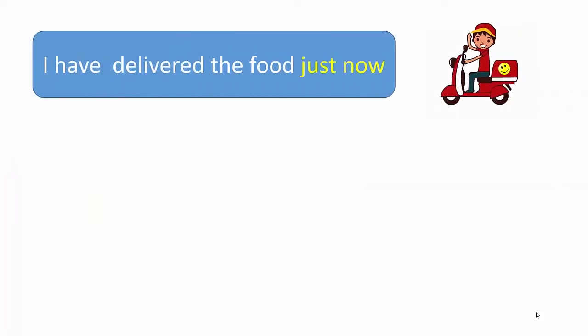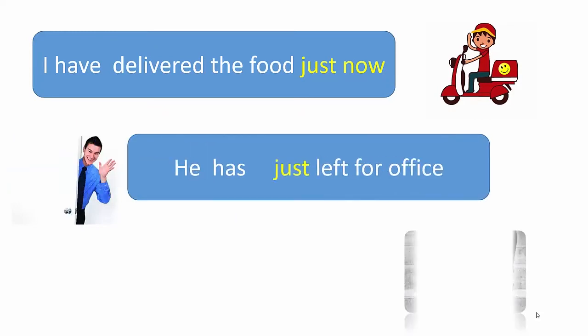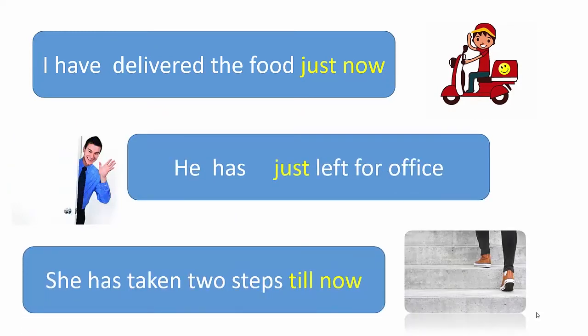Similarly, taking some other examples. I have delivered the food just now, or he has just left her office, or she has taken 2 steps till now. So we need to understand the usage of have, has as helping verbs followed by verb 3: delivered, taken, and left. But see the time expressions: just now, just, or till now, and the earlier we understood, so far. So updated versions in the immediate past are the just completed situations.